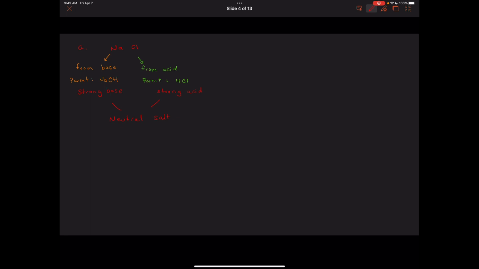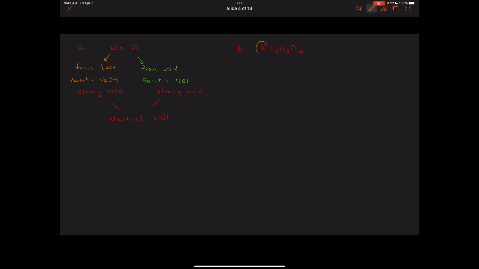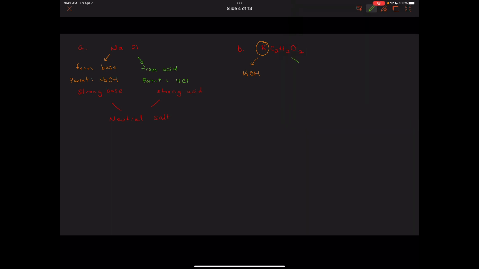Now our next salt is a potassium acetate salt. So again, my cation, potassium, is coming from my base. To determine the parent base, we're going to take that potassium and attach hydroxide. So the parent base is potassium hydroxide. My anion comes from my acid. To determine the parent acid, we're going to attach a hydrogen.